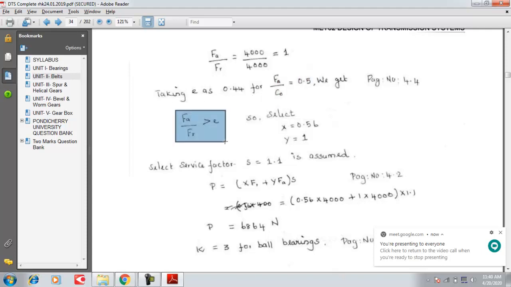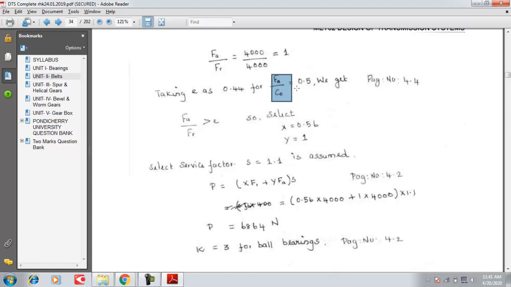Okay. FA by FR also you can find, but since the FA by FR value is 1 and FA by C0 value is 0.5, page number 4.4. If you check in that page, the last value for deep groove ball bearings, they have assumed the bearing as deep groove ball bearing for FA by C0 of 0.5. What is the value of X0, X and Y?